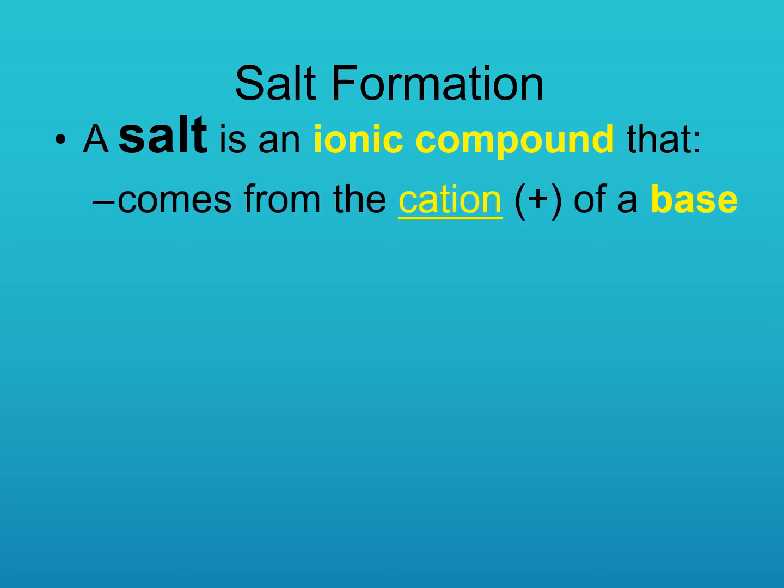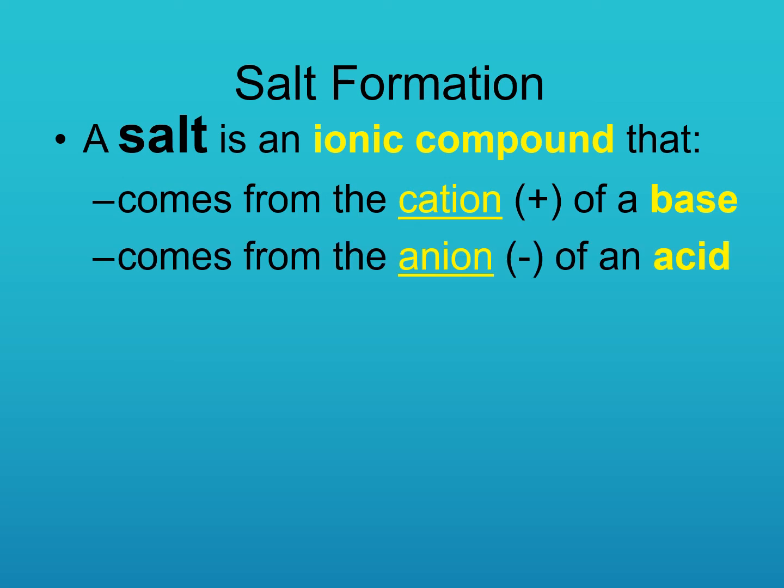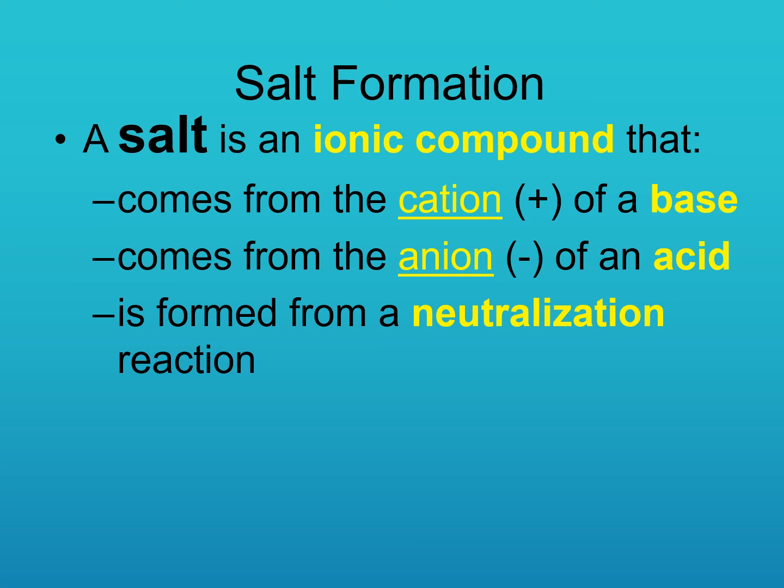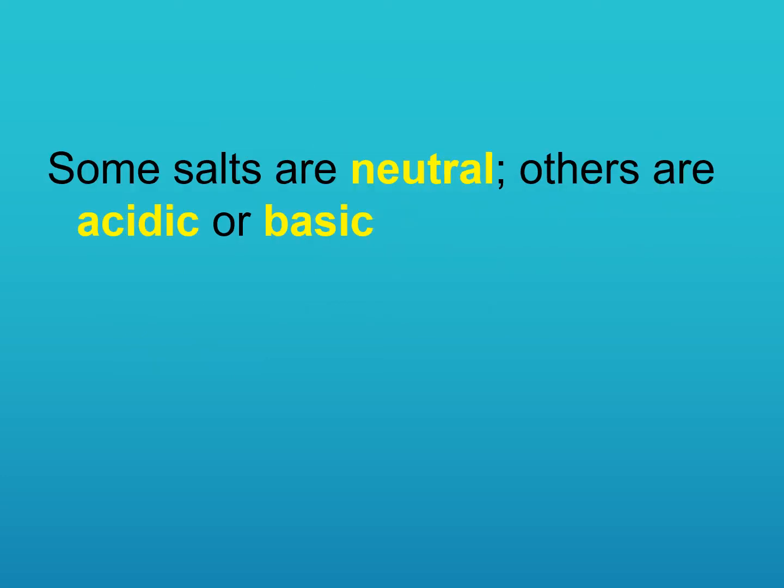And a salt is an ionic compound. We have a cation and the anion. Now, when we're doing these reactions with acids and bases, it's important to know where these ions are coming from. So the positive ion, the cation, comes from the base. The negative ion, or the anion, comes from the acid. And it is formed from a neutralization reaction. So the salt is formed from neutralizing the acid and the base. Some salts are neutral, others are acidic or basic.